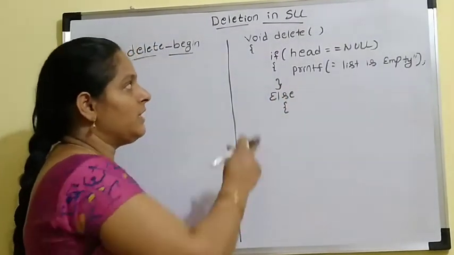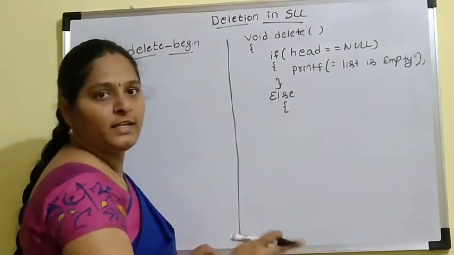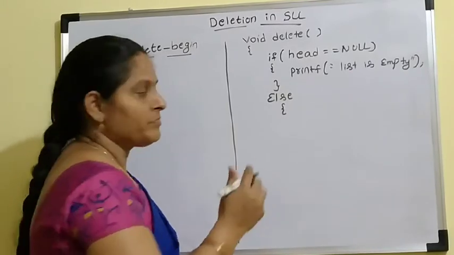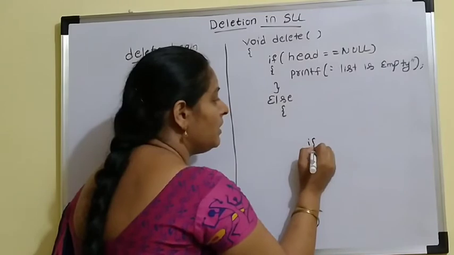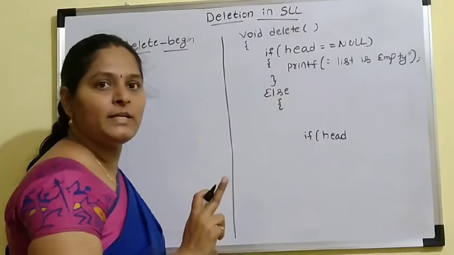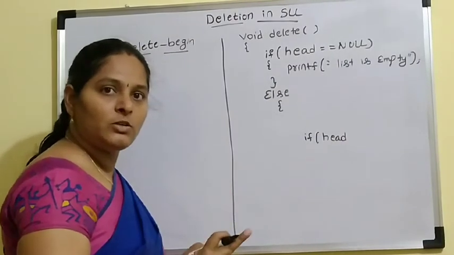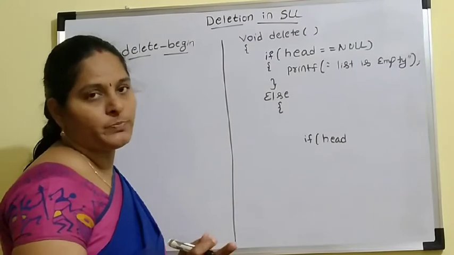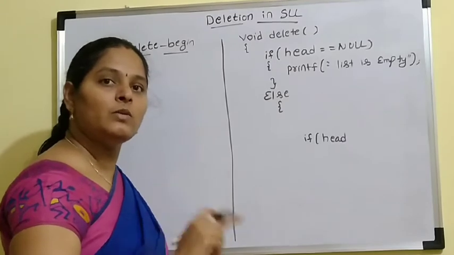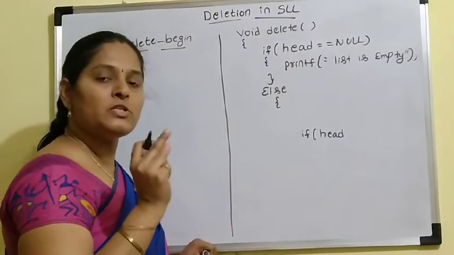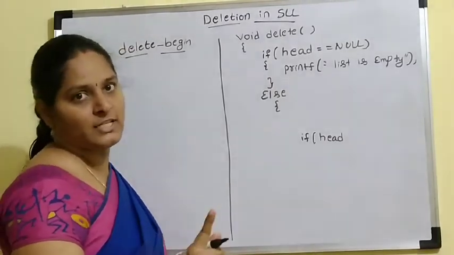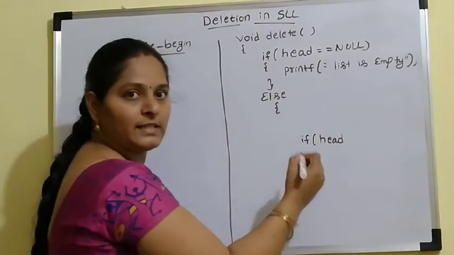Let us assume that this is the case if there are no nodes in the list. Now let us see if you have one node in the list. If the list contains only one element, that node will be the first node as well as the last node. If it is the first node, it will be pointed to by the head pointer. If it is the last node, its next field will always be null. We will see that case also.